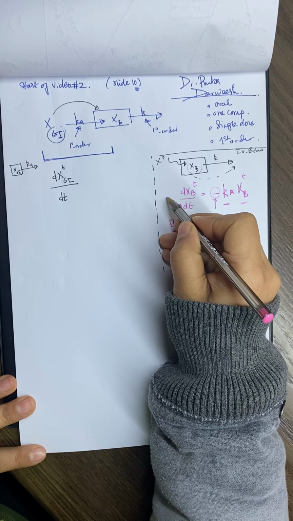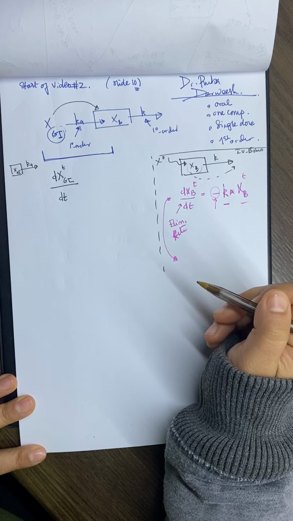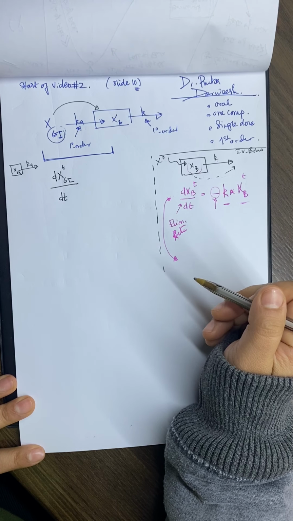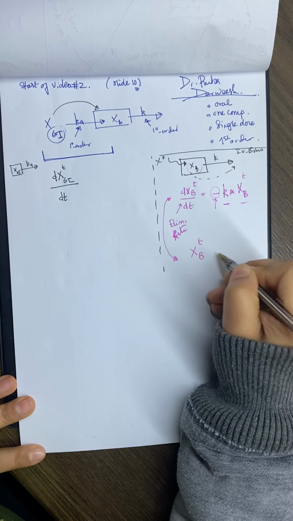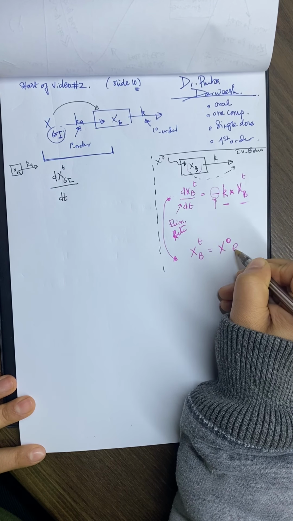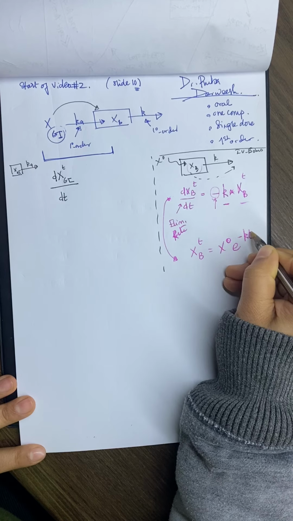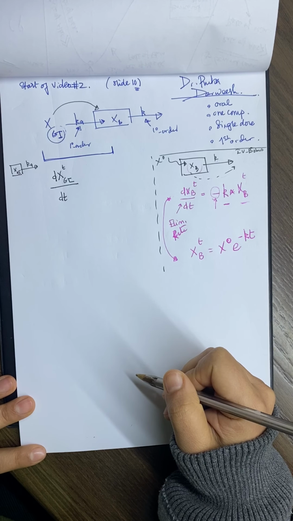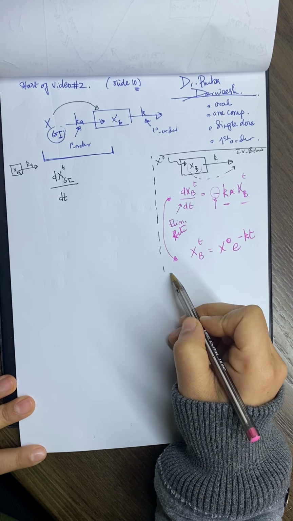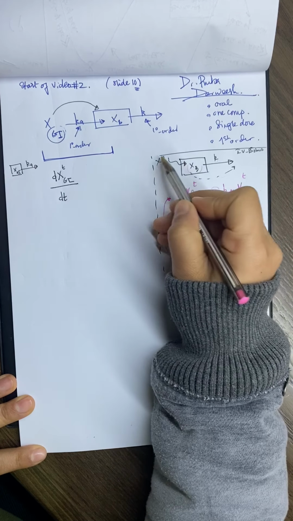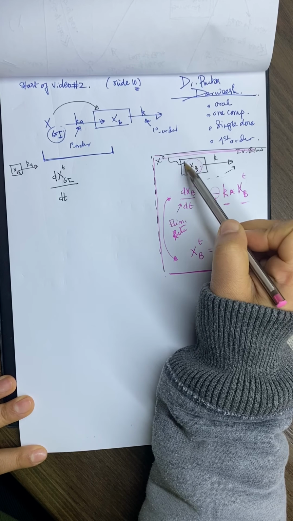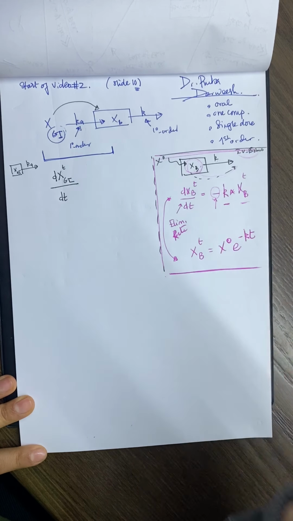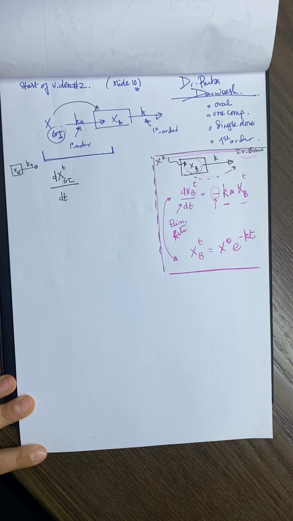This is a differential equation, and after the integration we had xp at a certain time equals x naught exponential minus k multiplied by time. You remember this, right? This was something that we took earlier for the amount in the body that is decreasing when we were talking about IV bolus.